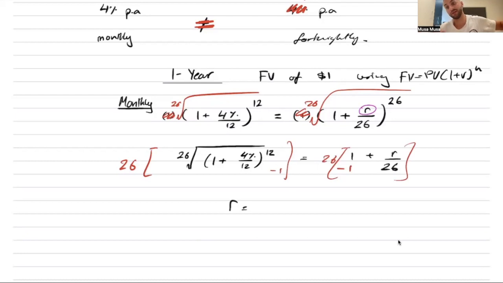So let's find out what the effective rate would have been. 26 times, open bracket, the 26th root of (1 + 4%/12)^12, minus 1, equals, times 100, 3.9964163...%, so about 3.8% per annum. So similar, but a little bit less.